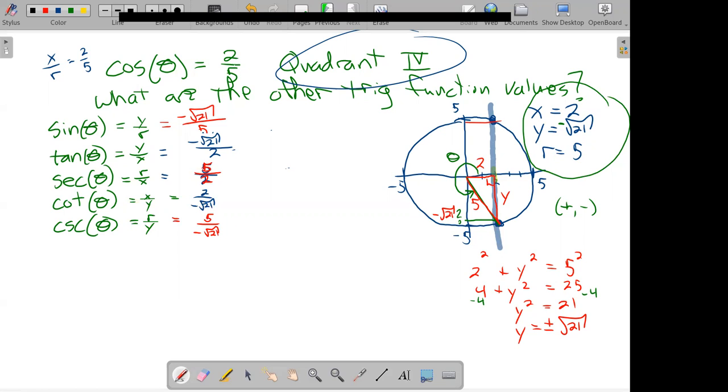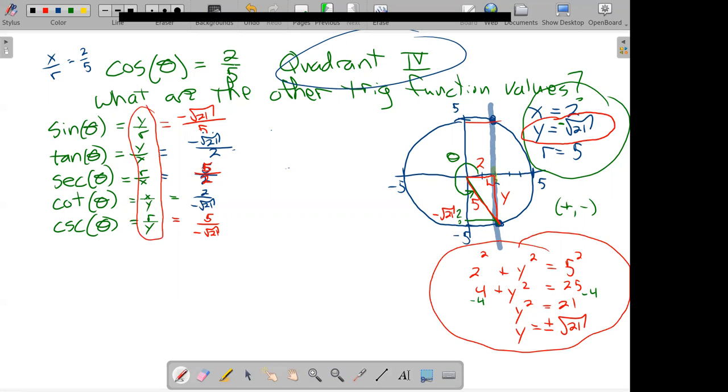Now, since I don't have theta, I really can't check it. The only way I know I'm right is if I apply the Pythagorean theorem to get that missing number y, and that I actually have these definitions correct, which I do now. So those are the values of the other trig values. If the cosine of theta is 2/5 and I'm in quadrant 4, definitely draw a picture.